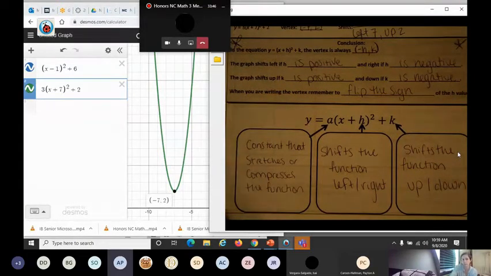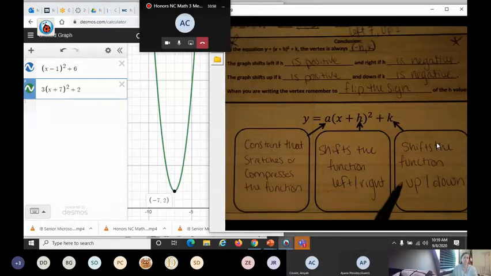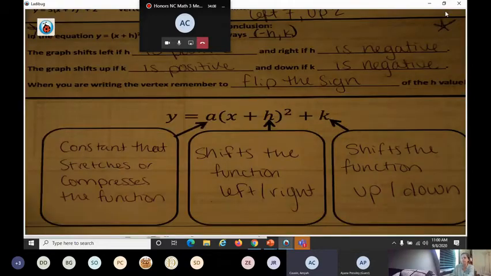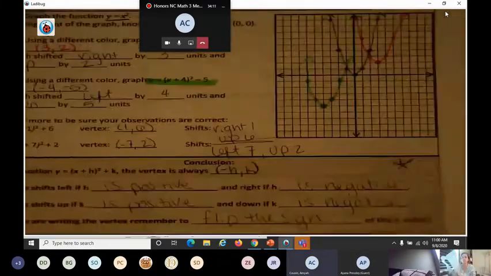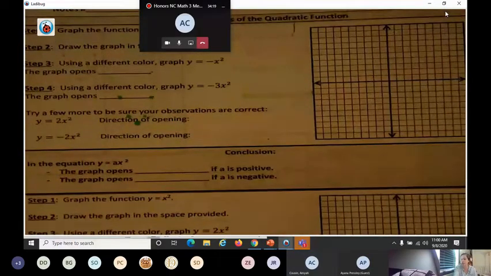Hold on. Okay, we're going to go ahead and flip now. Are we supposed to do the back also? Yes, you were supposed to finish the entire thing. Okay, we're just going through it together to make sure you understood what you did.